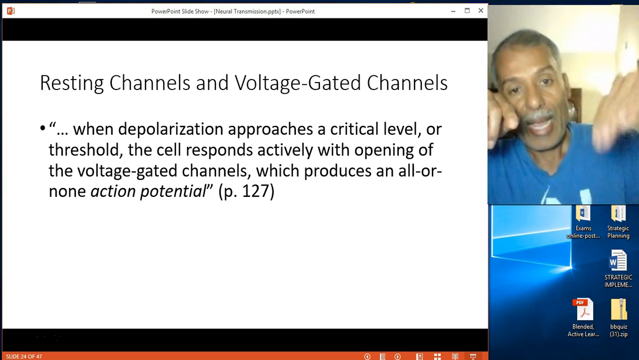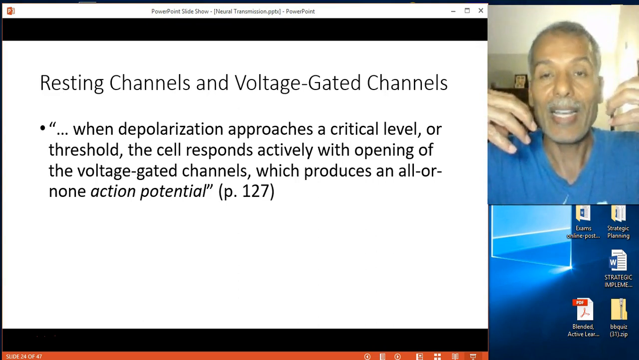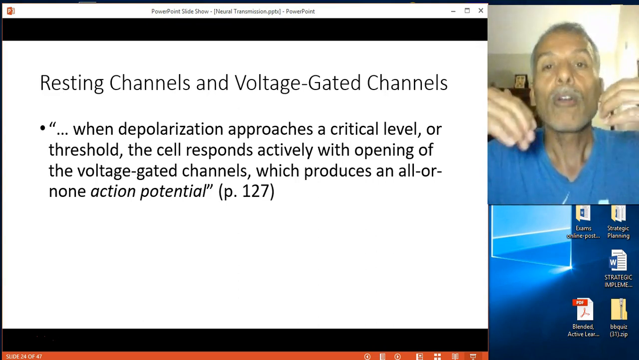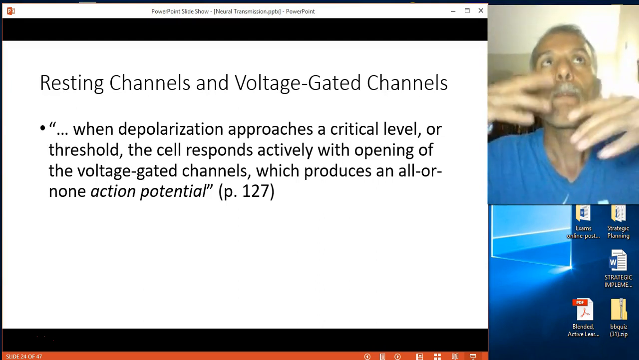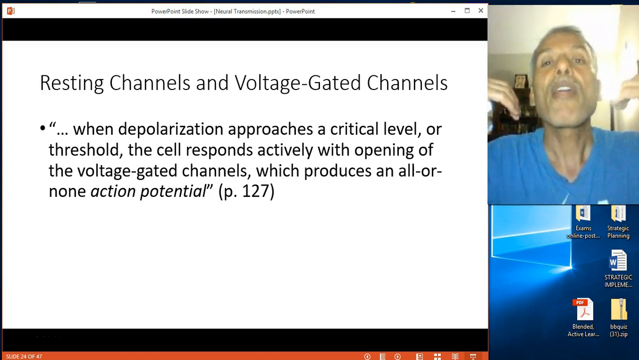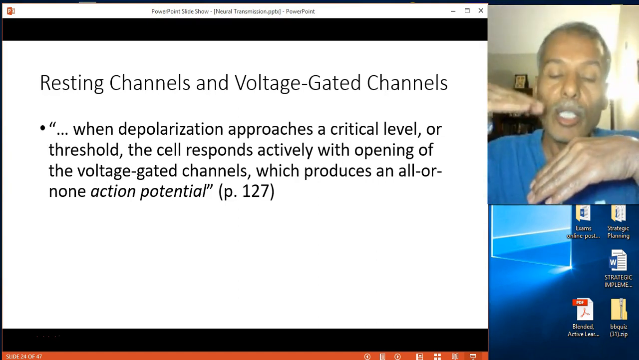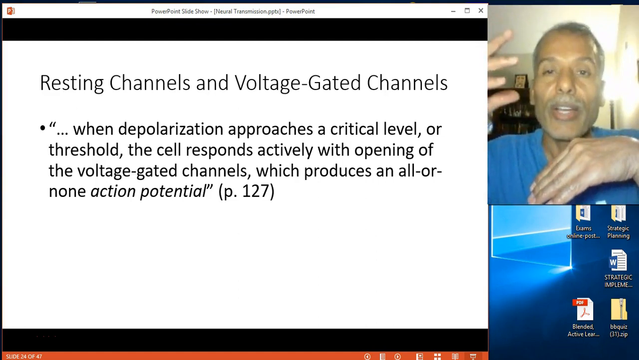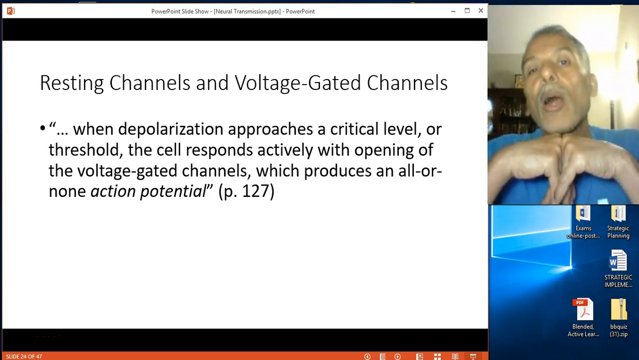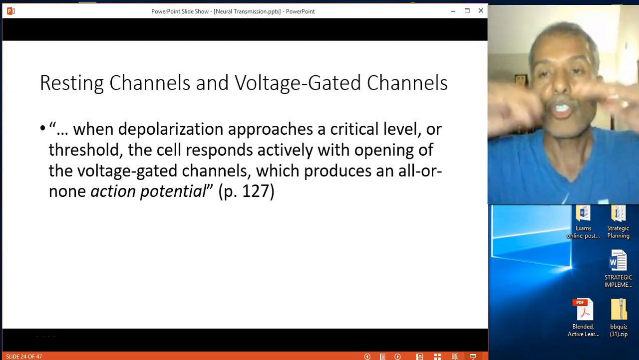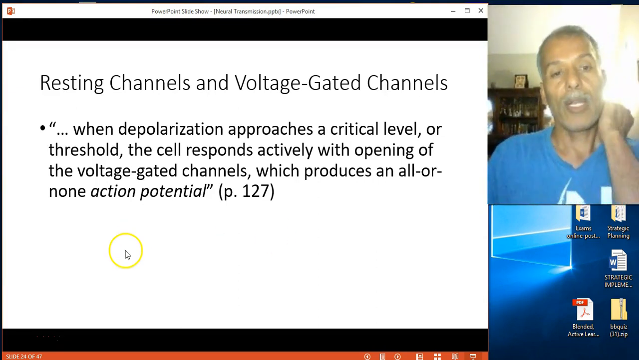When that happens, we call this depolarization. It means bringing the membrane potential closer toward its firing threshold. So again, that is depolarization. Depolarization is excitatory. It results in firing. And we are going to know hyperpolarization, which is inhibition, but we'll discuss it in the next couple of slides.